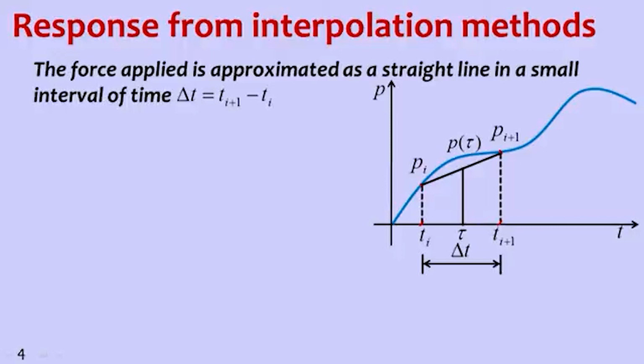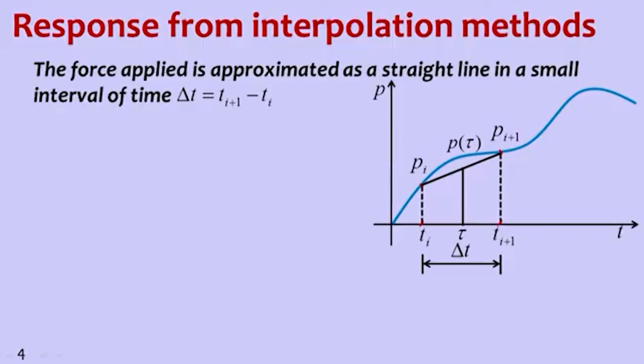We need to understand one thing. We are taking this t i and t i plus 1 from a force. That means before that also force is acting, and after this also force will act. So we are taking one time interval between t i and t i plus 1. In between, we need to find out what will be p at any point, so that we will work out.